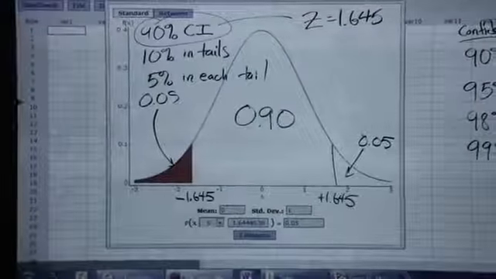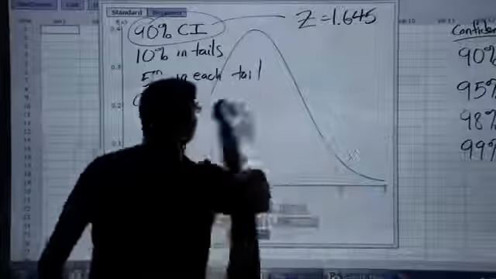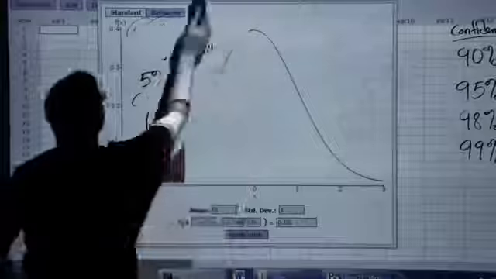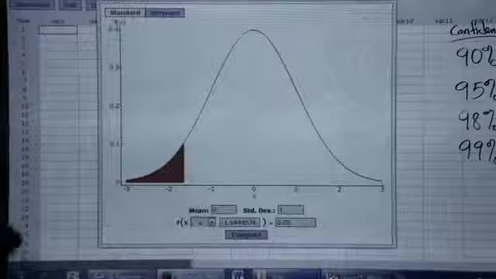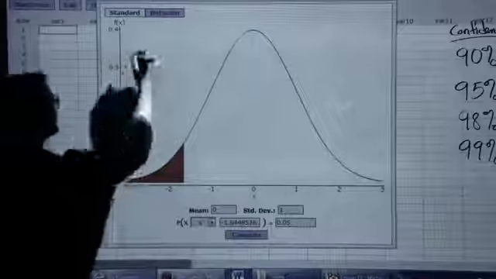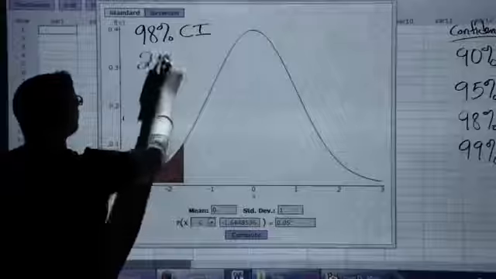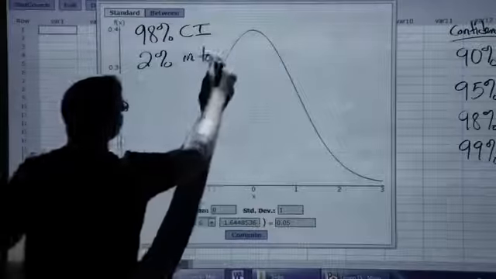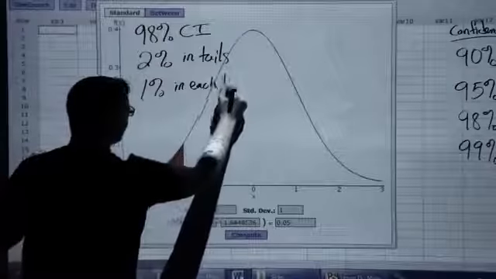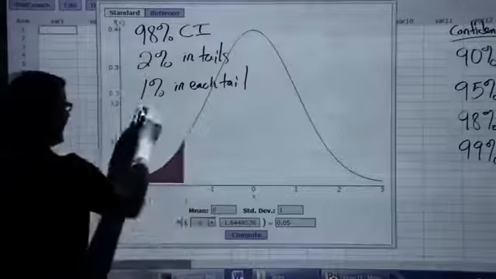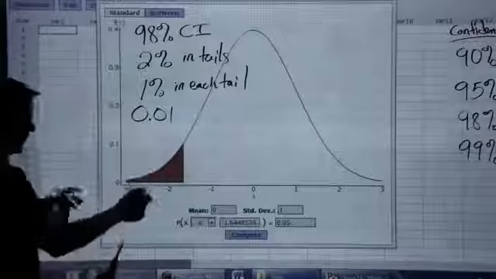98%. Let's see here. This is the least common one. If you're asked to do a 98% confidence interval, what are the Z numbers? 98% confidence interval, 2% total in the tails. Chop it in half, 1% in each tail. As a decimal, 1% in each tail, 0.01. So I need to make this a 0.01.